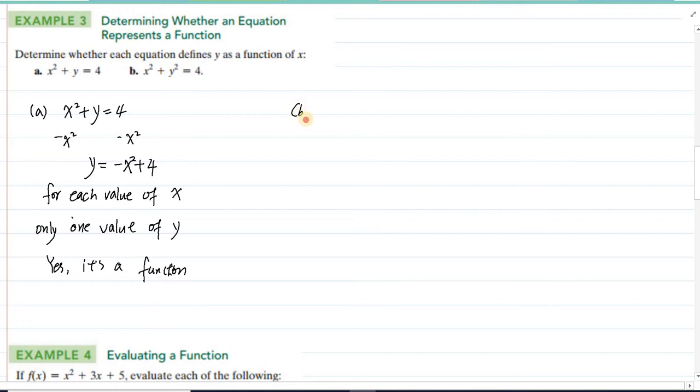So let's look at part B. We have x squared plus y squared equals 4. Again, we're solving for y, so I'm going to move the x squared to the other side. That will become y squared equals negative x squared plus 4. Once we have this, we're going to take the square root of both sides. Then what happens here is, don't forget your positive and negative. So then the square will be gone.